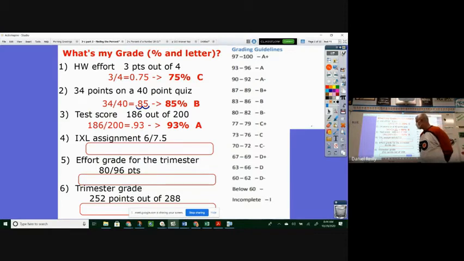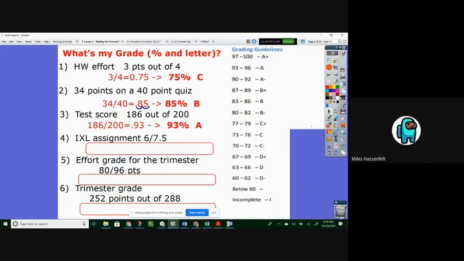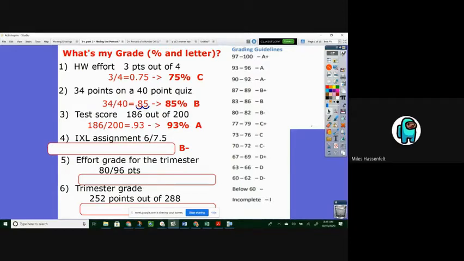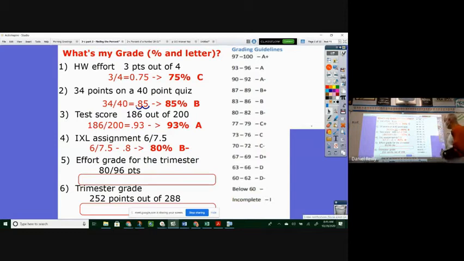Who else is out there? Miles. Number 4. What's your letter grade on number 4 on the IXL assignment? Miles, are you there? A B. It's a B minus. What's the percent? 80%. That's a B minus, if you're worried about the pluses and minuses. Okay, 80%, B minus. 6 divided by 7.5 is 0.8.